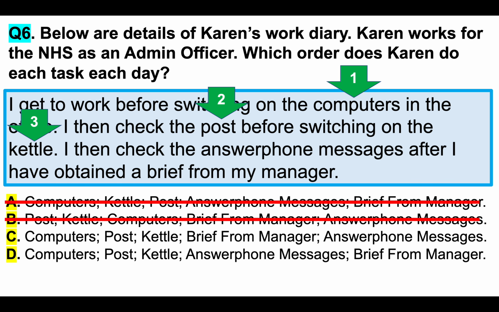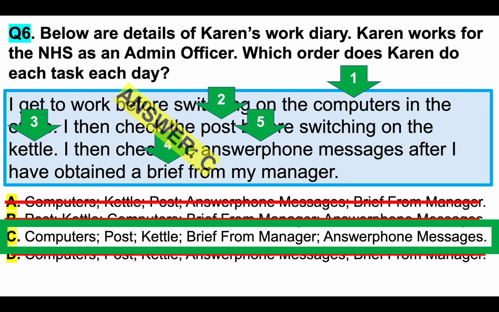So the third task, it says, I then check the post before switching on the kettle. So the third task is kettle. And with answer option C and D, the third option is kettle. So we are still not knowing which answer option it is. It then says, I then check the answer phone messages after I have obtained a brief from my manager. So task 4 is brief from the manager. And then the final one, 5, is answer phone messages. So the correct answer is C.